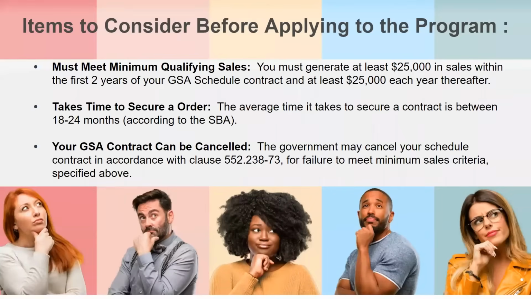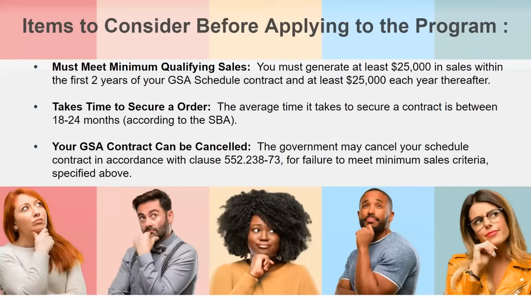So with the schedules program, once you get your schedule contract, you must generate at least $25,000 in sales within the first 2 years, and then $25,000 each year thereafter. So it takes time to secure an order. According to SBA, it takes about 18 to 24 months.